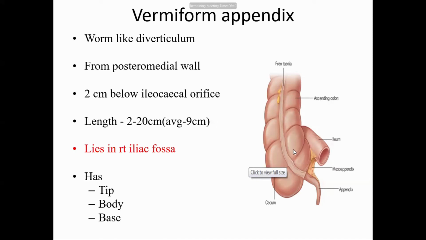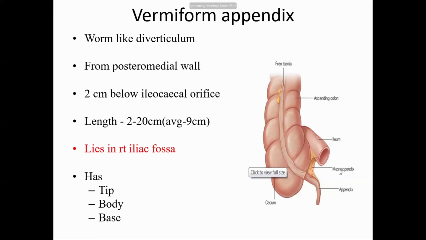So the normal location of the cecum and the vermiform appendix is in the right iliac fossa. And this vermiform appendix is divided into three parts. They are the tip, body, and base. What are the parts of the appendix? They are the base, body, and tip. The tip is free from the mesoappendix. Only the body and the base are suspended by a peritoneal fold named the mesoappendix.